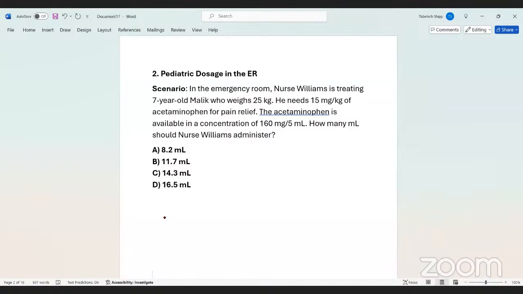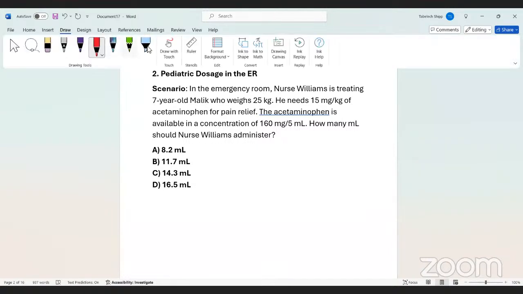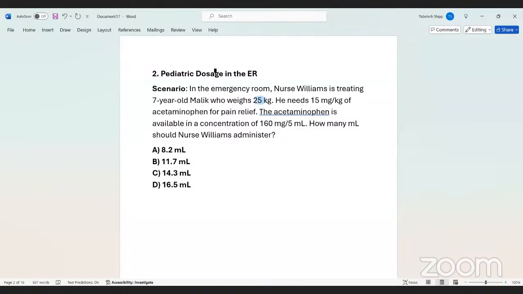Okay, so now in this next problem, it says, in the emergency room, Nurse Williams is treating 7-year-old Malik who weighs 25 kilograms. He needs 15 milligrams per kilogram of acetaminophen, basically aspirin. The available concentration is 160 milligrams per 5 milliliters. How many milliliters should Nurse Williams administer?